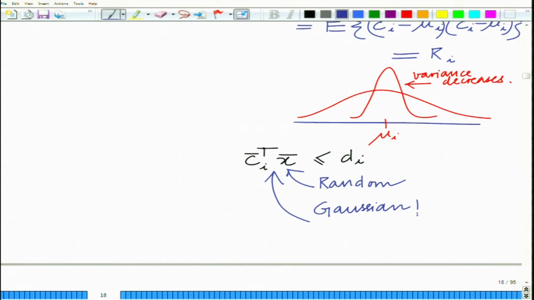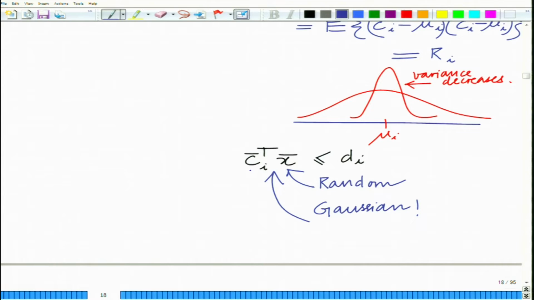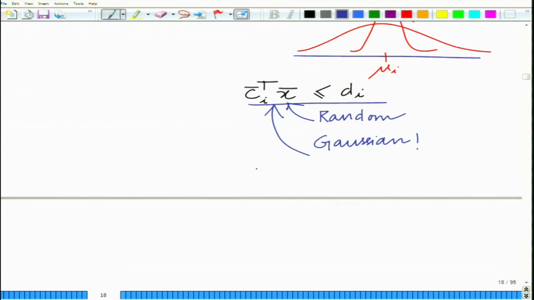The reason being, C bar I is a Gaussian random vector, so C bar I transpose x bar is a linear combination of the components of this vector C bar I. When you linearly combine Gaussian random variables, you get another Gaussian random variable. Therefore, a linear transformation of Gaussian random variables yields another Gaussian random variable. Therefore, C bar I transpose x bar is in fact a Gaussian random variable.